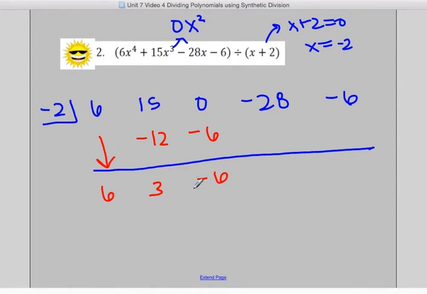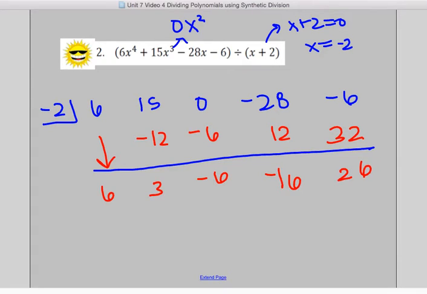Negative 2 times negative 6 is positive 12. Negative 28 plus 12 is negative 16. Negative 2 times negative 16 will be positive 32. And negative 6 plus 32 is 26.